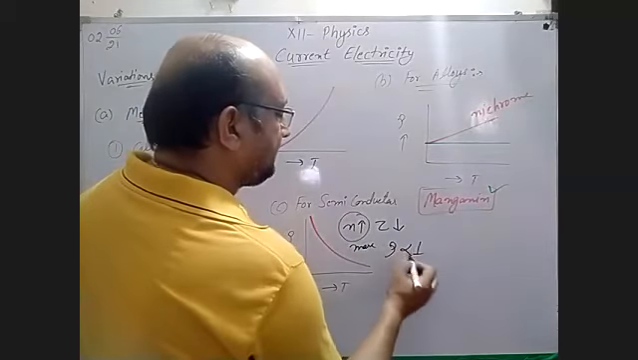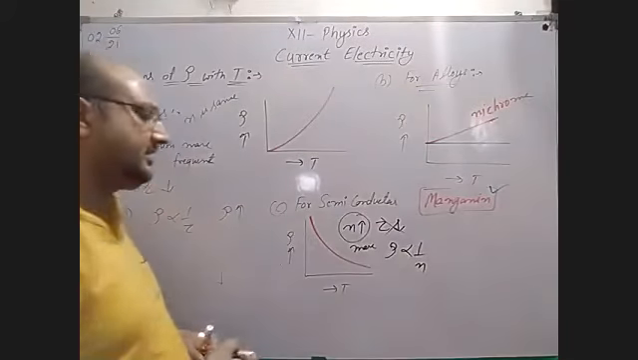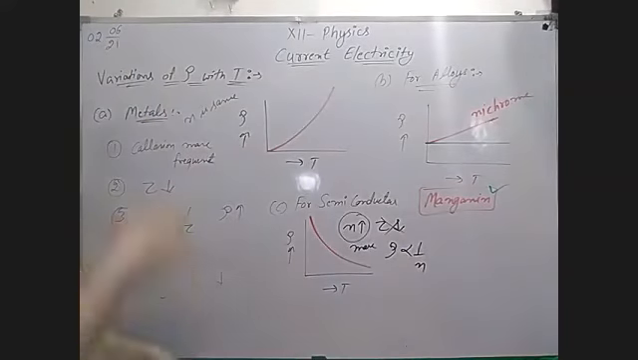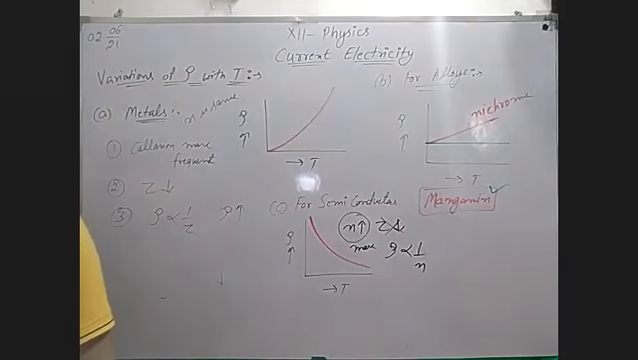Resistivity is inversely proportional to number density. Ignore the other thing, only take this. And for semiconductor, you have to take this type of graph.